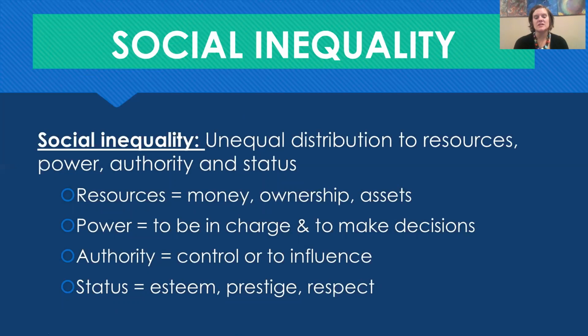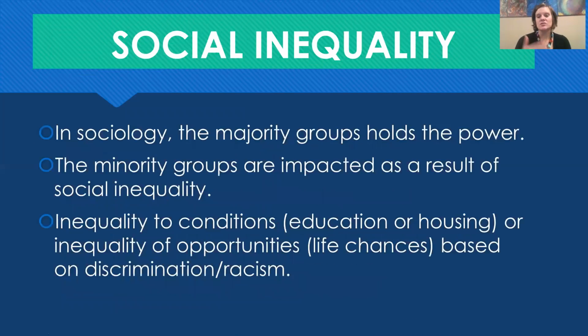In the definition, I talk about resources, power, authority, and status. And so there's a little bit more description there. Resources are really assets and money. Power is the ability to be in charge and make decisions. Authority is to control or influence people. And esteem is really the prestige and respect. So when we're talking about social inequality, we're talking about all those things.